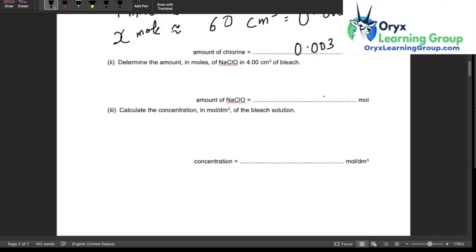Yes. The mole ratio between NaClO and Cl2 is the same, so the number of moles will also be the same. The answer will be 0.003. Okay, let's go to the next question. Calculate the concentration in moles per dm cube of the bleach solution. Again, use the same formula n = CV and find the answer. Make sure that the units are the same.